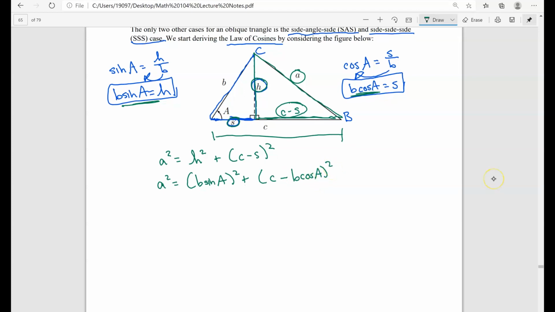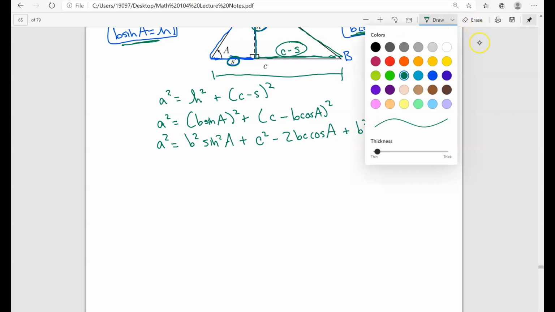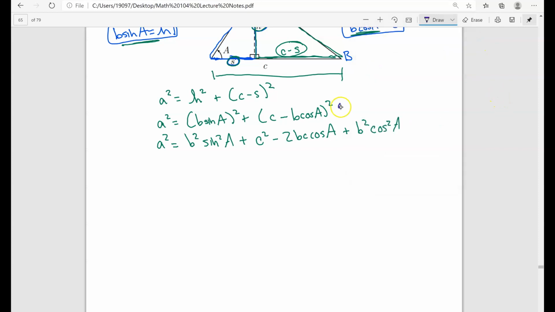Now all I'm going to do is use algebra and FOIL things out. So A squared is equal to B squared sine squared A, plus when I FOIL all this out, what I get is C squared minus 2BC cosine A plus B squared cosine squared A. If you really want to know what exactly I did there, I'm basically noting that there's a square there, and I'm just FOILing all of this out.